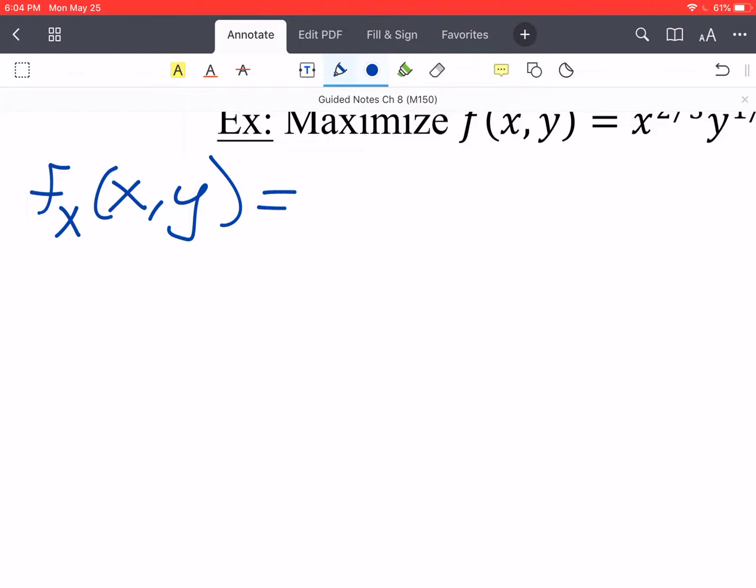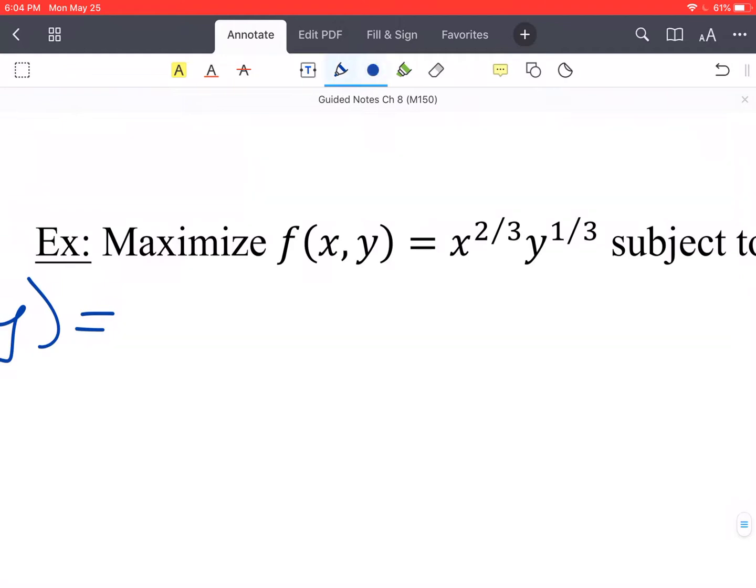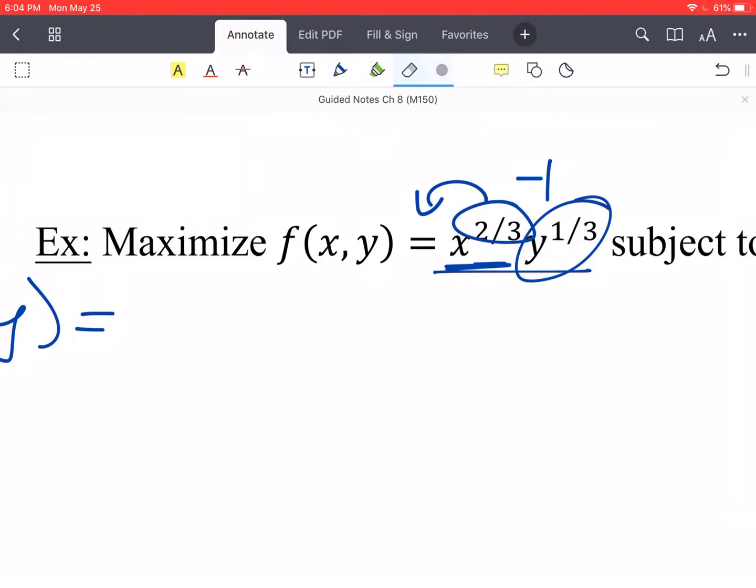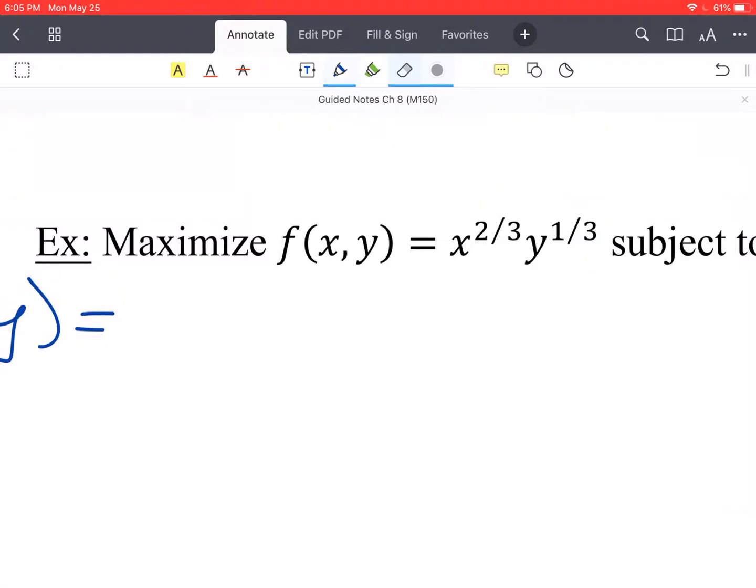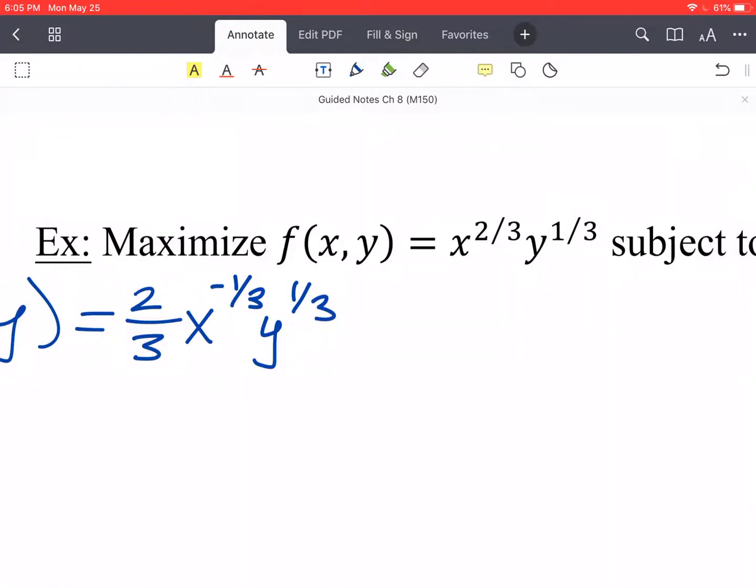So f_x is the partial derivative of this with respect to x, so the y part is a constant. Just leave that alone, and then apply the power rule to this: bring down the 2/3 and subtract 1 from that power. This is going to give us 2/3 x to the negative 1/3 times y to the 1/3.